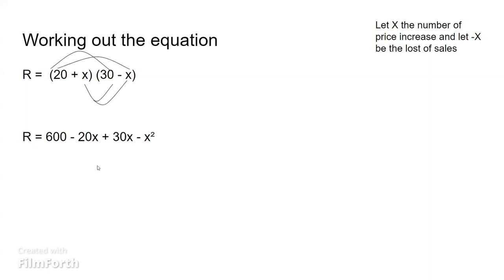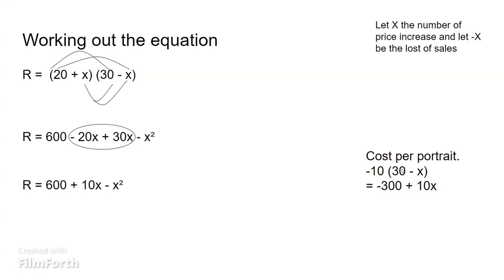But now we've got to simplify it. So negative 20X plus 30X we simplify to 10X, which makes our formula R equals 600 plus 10X minus X squared. But now we have to find the cost per portrait. So negative 10 is how much the materials cost for each portrait, times 30, which is the number of portraits sold per week, minus X. That would equal negative 300 plus 10X. So let's add that to our formula. Now this is what our formula looks like.